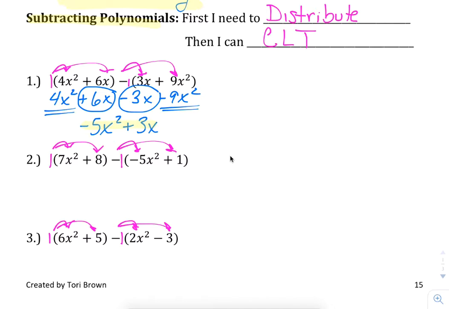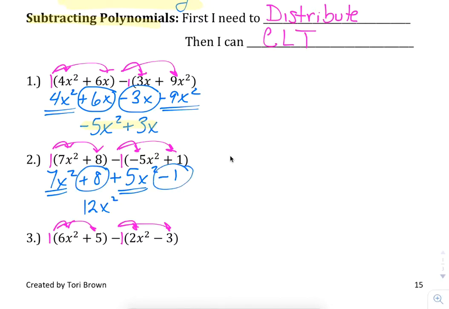Okay. Let's try number 2. I'm going to distribute again. Distribute a positive 1 gives me 7x squared plus 8. Distributing a negative 1, we have a negative 1 times negative 5. That makes a positive 5x squared. And we have a negative 1 times a positive 1. That makes a minus 1. X squareds are going to combine. So 7 plus 5 makes 12x squareds. 8 and the minus 1 are going to combine. 8 minus 1 is a positive 7. So this is your answer for the second problem.